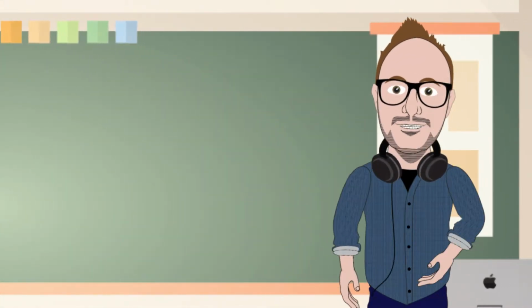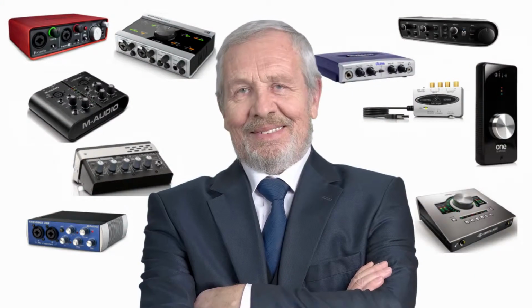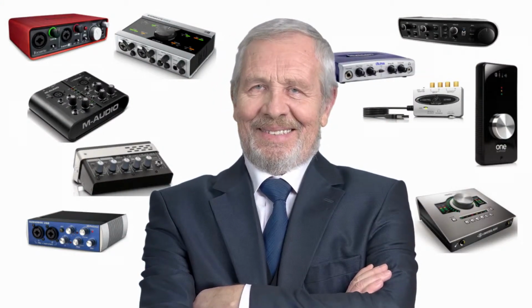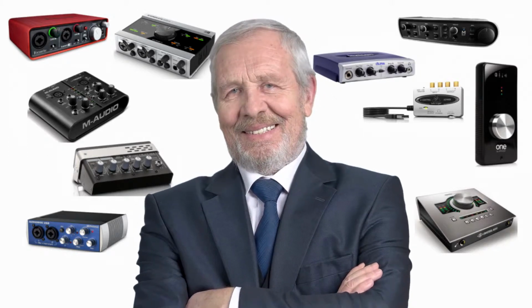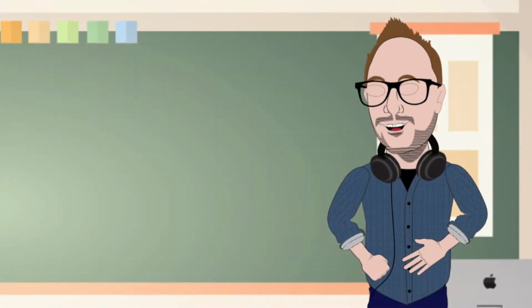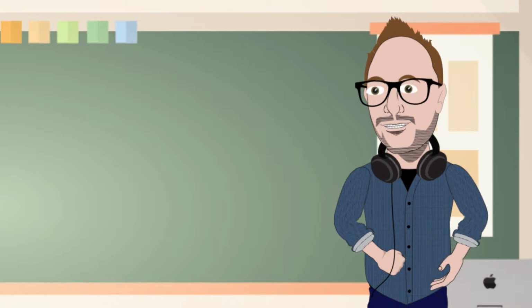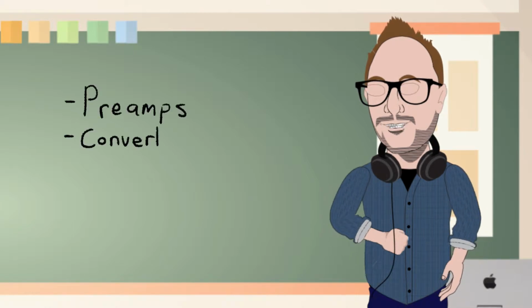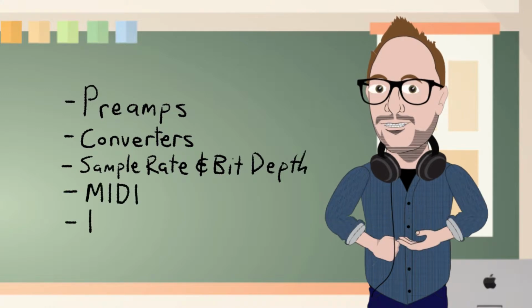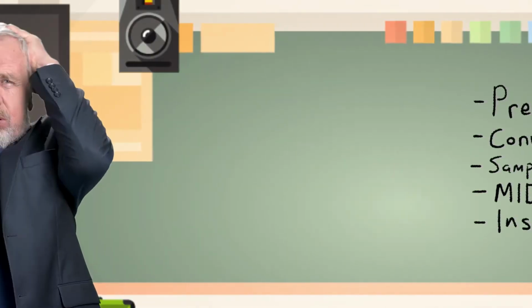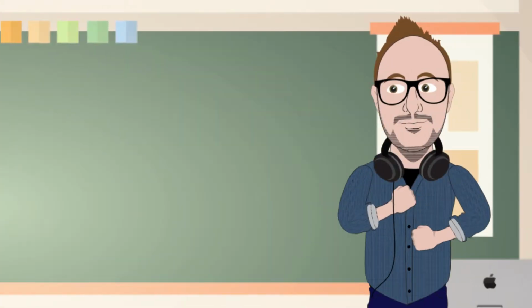The audio interface is really the boss of your computer recording system. It performs many functions and has many key elements. For today's discussion, we'll quickly talk about the 5 basic aspects of an interface: preamps, converters, sample rate and bit depth, MIDI, and ins and outs. If that sounds like a lot and maybe even a different language, not to worry, little pioneers. It's actually pretty simple once you break it down.